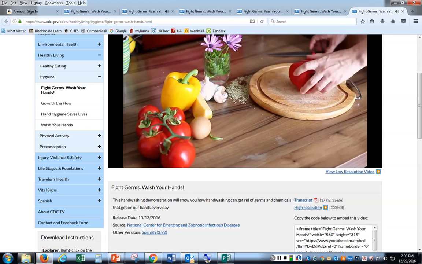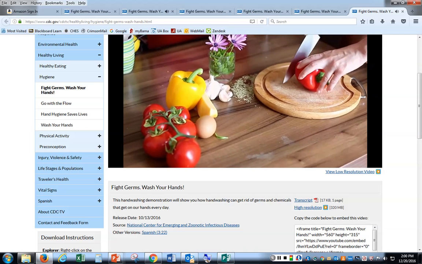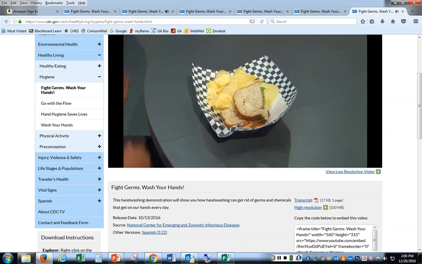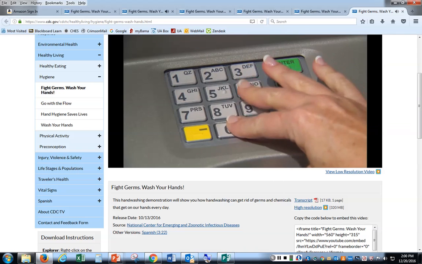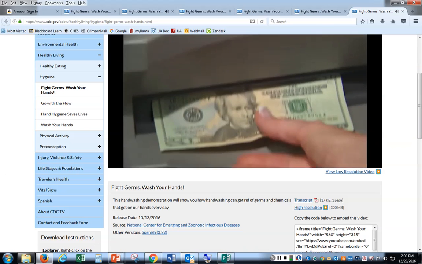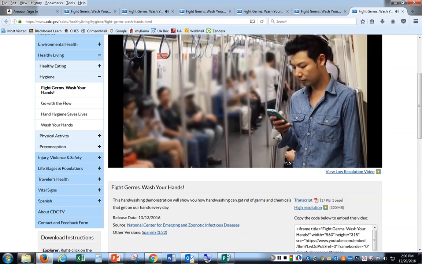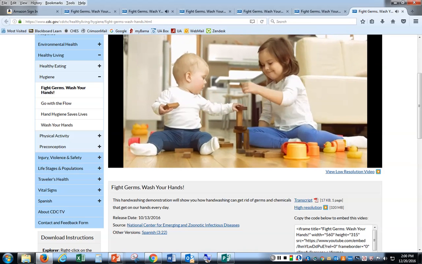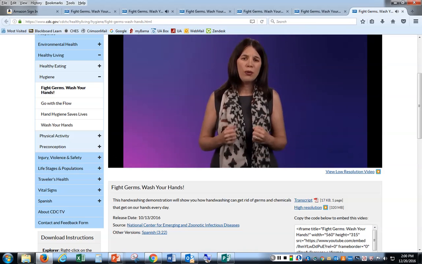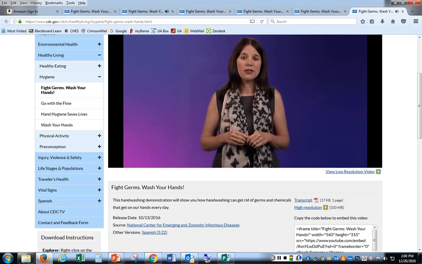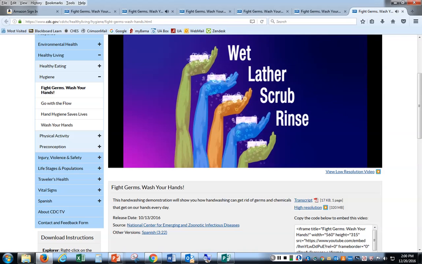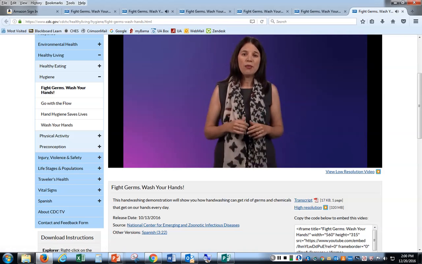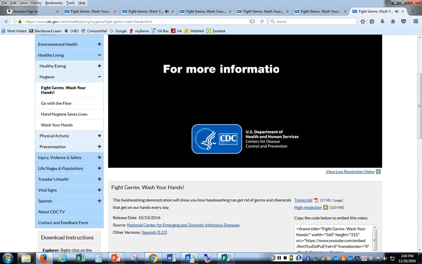Germs and chemicals from unwashed hands can get into our foods and drinks when they're being prepared or when we're eating or drinking them, which can make us sick. Also, germs and chemicals from unwashed hands can be transferred to other objects like cell phones, tabletops, or toys, and then transferred to other people's hands. That's why it's so important to wash your hands following these steps. Wet, lather, scrub, rinse, and dry, so you can stay healthy and help keep those around you healthy. For more information, visit cdc.gov/handwashing.